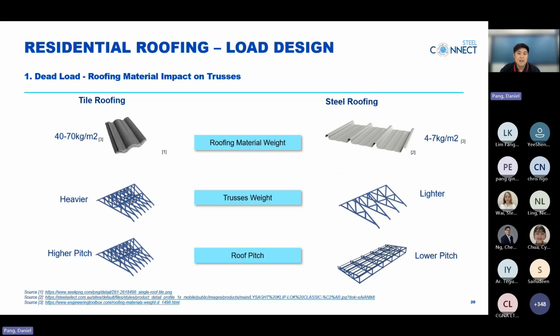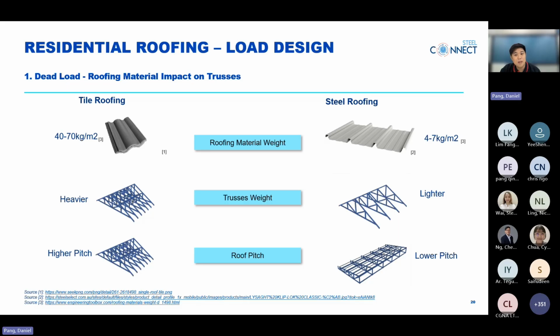So firstly, as just now I've shown, tile roof weigh approximately 40 to 70 kg per meter square, while steel roof only weigh 4 to 7 kg per meter square, which is 10 times lighter. Because of that, tile roof is much heavier.